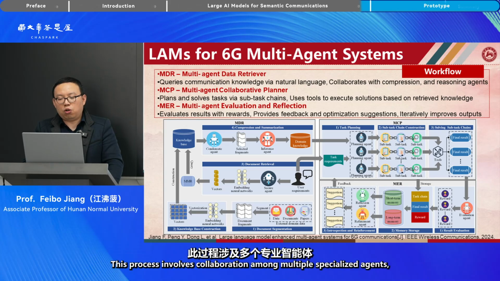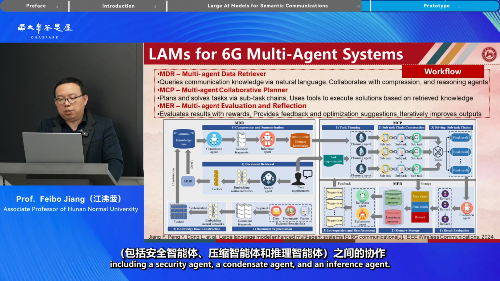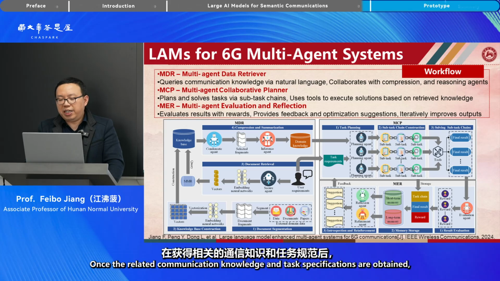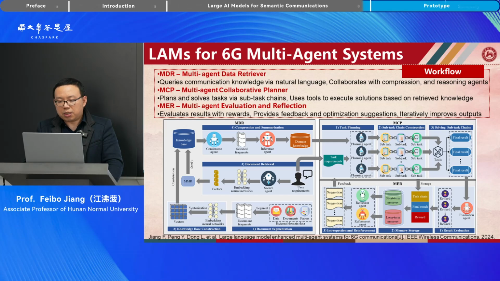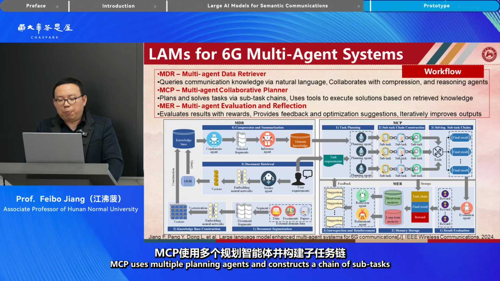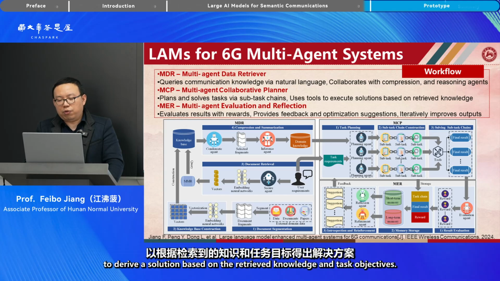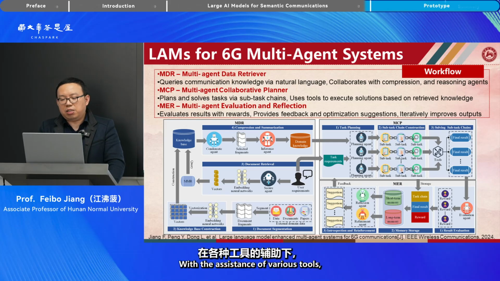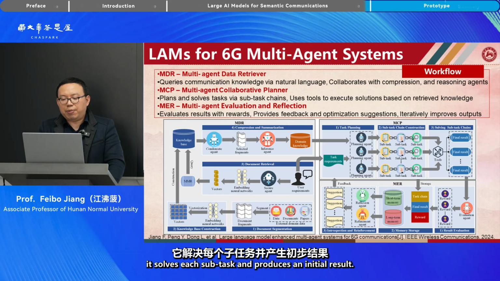This process involves collaboration among multiple specialized agents, including a security agent, a condensation agent, and an inference agent. Once the related communication knowledge and task specifications are obtained, they are passed to the MCP component. MCP uses multiple planning agents and constructs a chain of subtasks to derive a solution based on the retrieved knowledge and task objectives. With the assistance of various tools, it solves each subtask and produces an initial result.